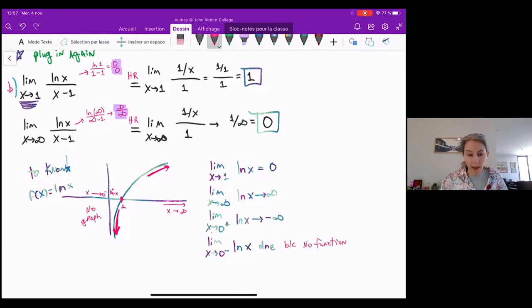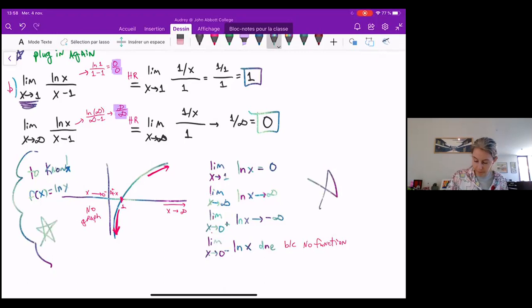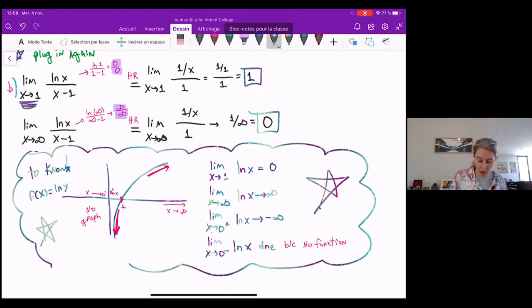In the same way, there's no function there. I can't ask you for the limit as x goes to negative infinity of ln x because there's nothing over there. Where would I look? There's nothing to look at. So I'm not going to ask you for negative infinity because that doesn't make sense. It's just not defined there. Okay, so these are some things that you need to know about ln x.